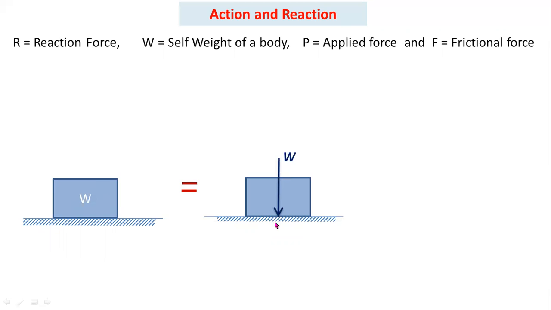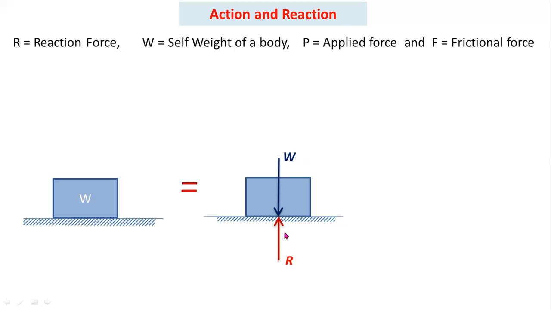Already we know that self weight always acts vertically downwards. Then after that you have to draw a normal reaction force. Here this is the point of contact. So you have to draw a perpendicular line with respect to the support. This is the normal reaction.